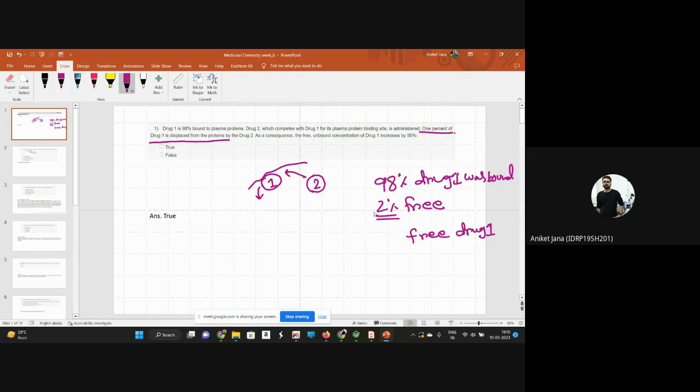Previously 2% was free for circulation. Now after adding drug 2, which competes with drug 1 for its plasma protein binding site, 1% of drug 1 is displaced from the protein by drug 2. Then how much percentage of drug 1 is free now? Previously it was 2 and now it is increasing by 1 percentage, so 3 percent.